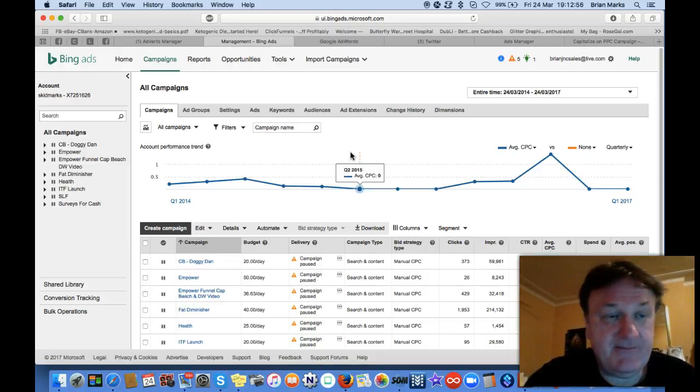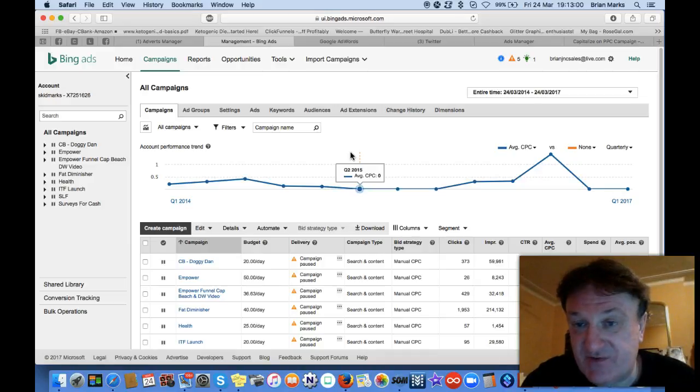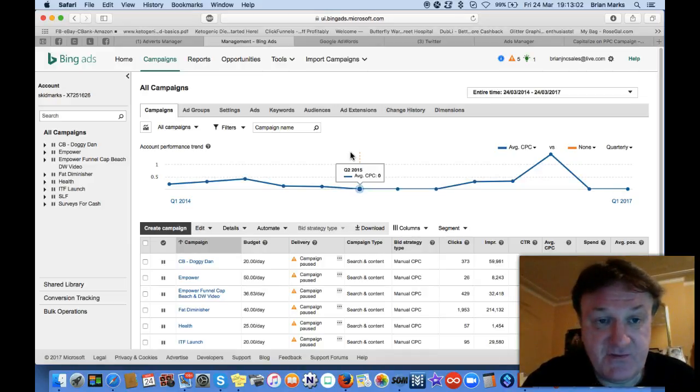Now with Bing, I probably mentioned this in an earlier training when we were talking about a ninja trick. They do offer you an incentive to start up, and I think it's around about $100 or possibly $150 to start up with them. So that's really worth considering. So I'd have a look into Bing.